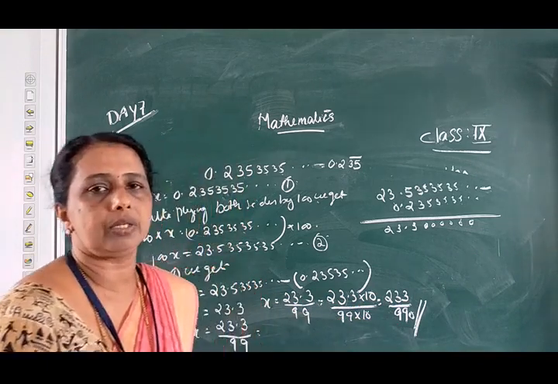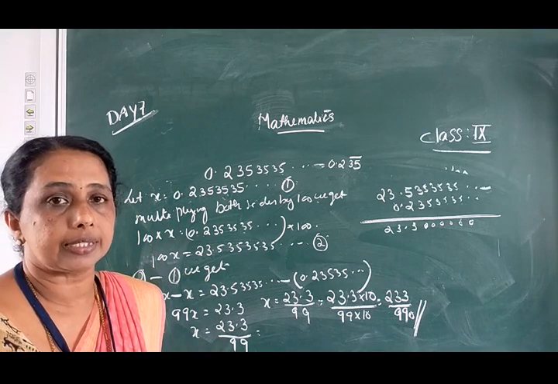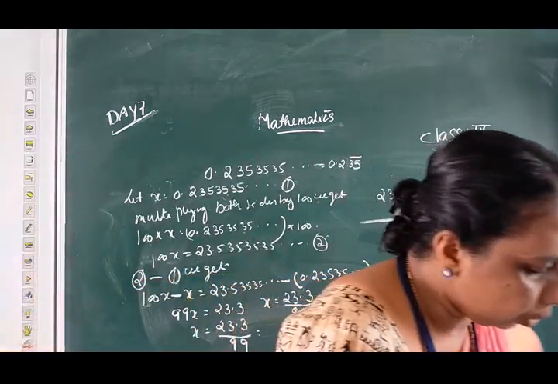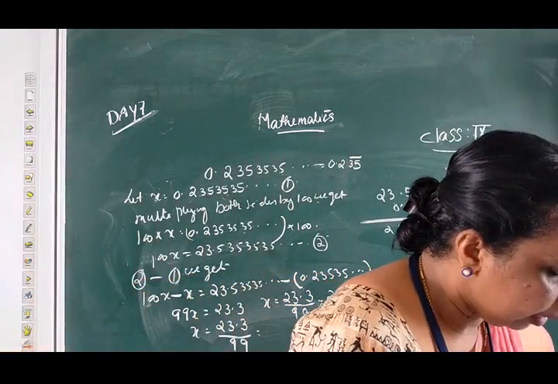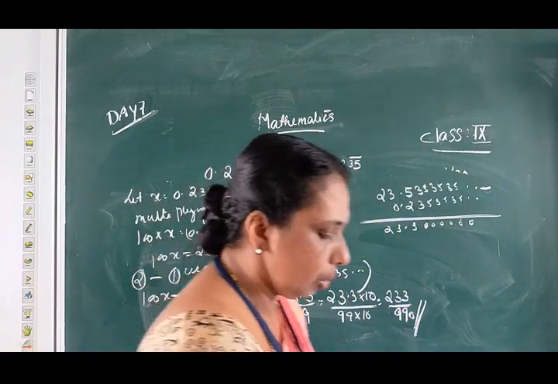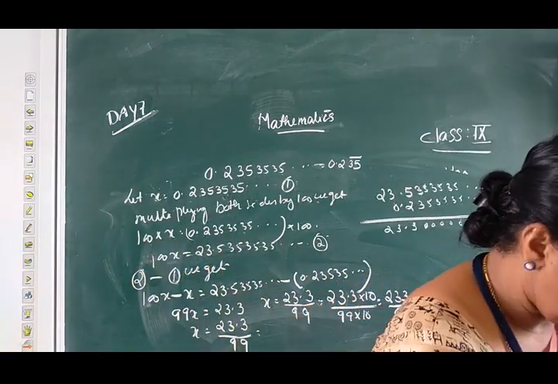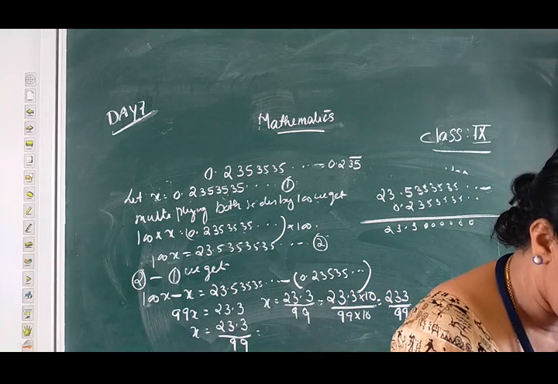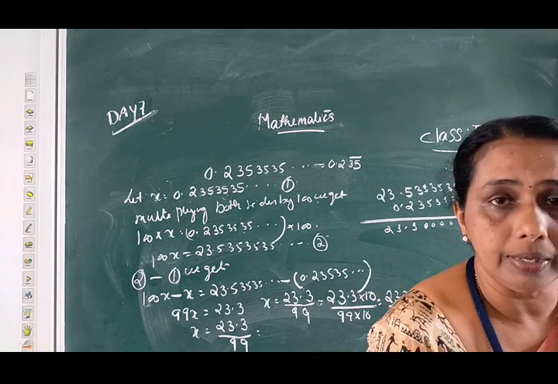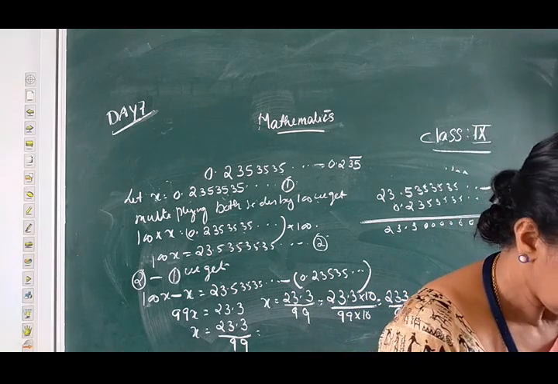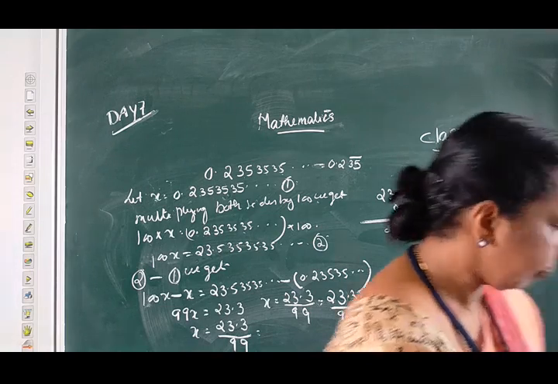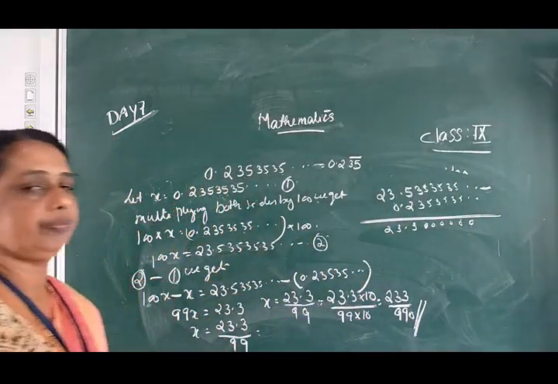This way we can convert it in the form of a rational number. This is also in the workout questions of your textbook. So you have to write and study these two problems, workout questions example 7 and example 8. Okay. Does anyone have any doubt here?